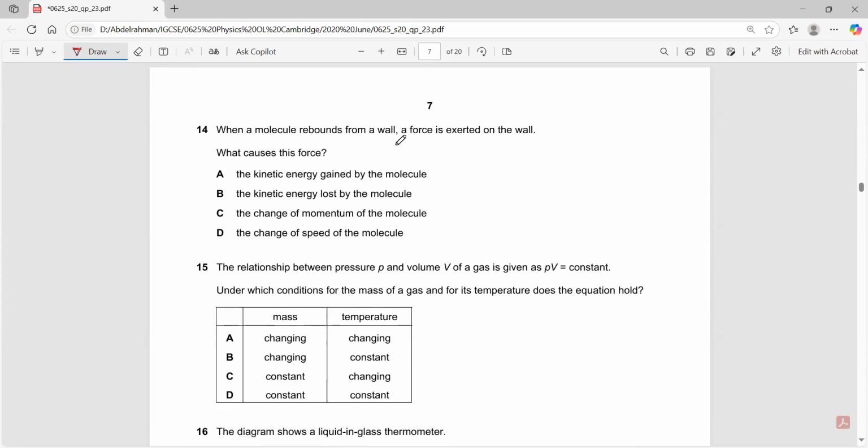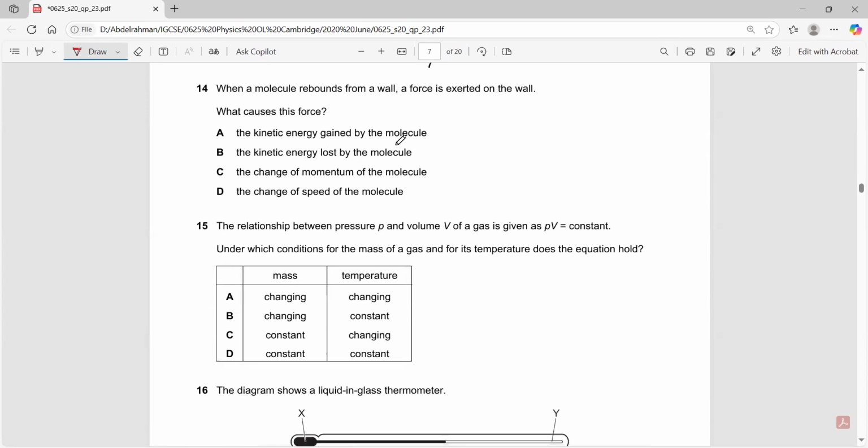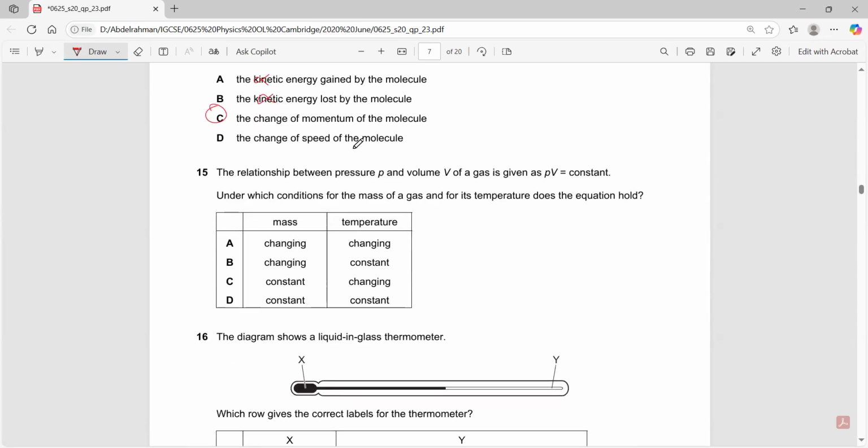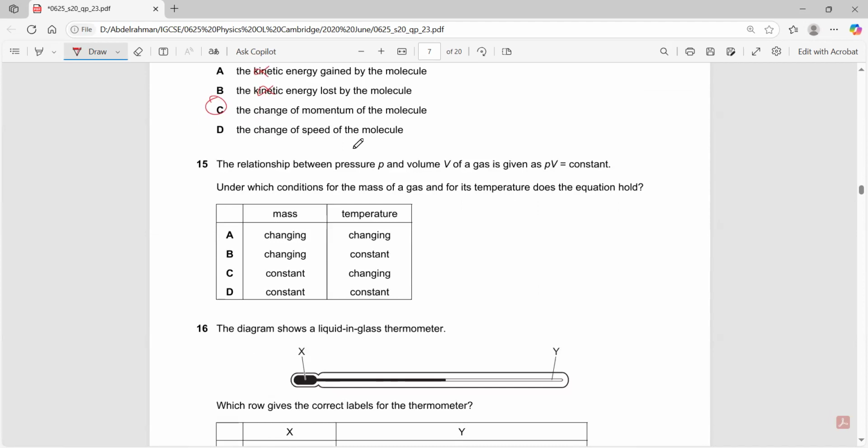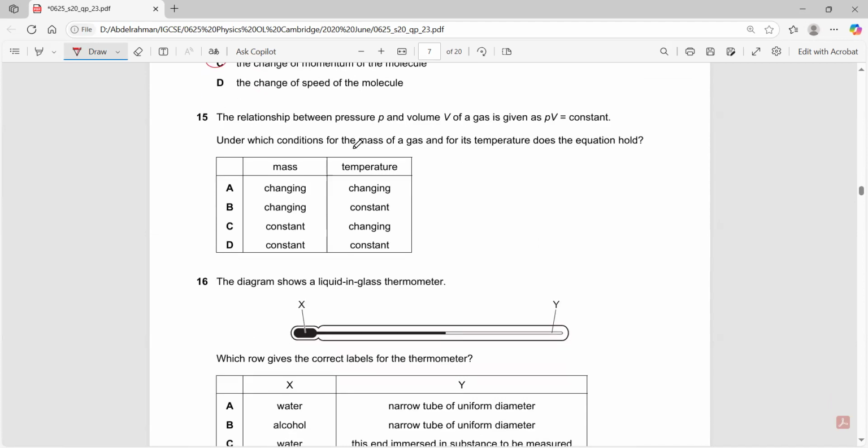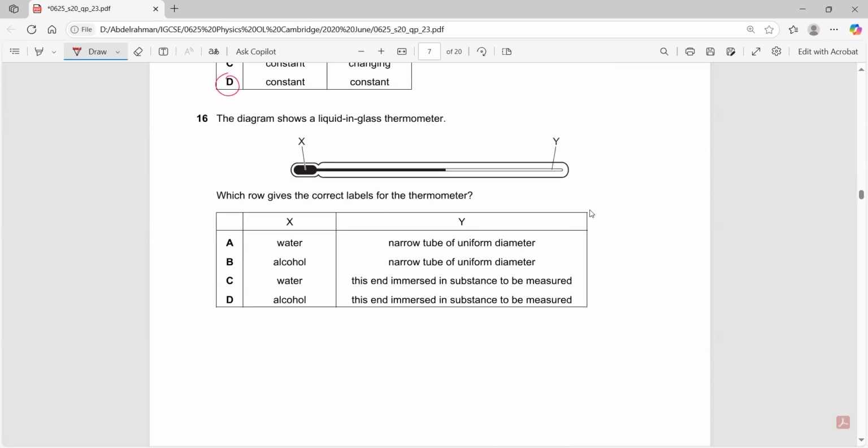When a molecule rebounds from a wall, force is exerted. What causes this force? The change of momentum. Kinetic energy does not change, nor does the speed change. The relationship between pressure and volume is given as PV equals constant. Under which conditions for the mass of a gas and temperature does this equation hold? The mass has to be constant, and the temperature also has to be constant. Why? Because you're changing the pressure and the volume, so you have to have a constant temperature and mass.